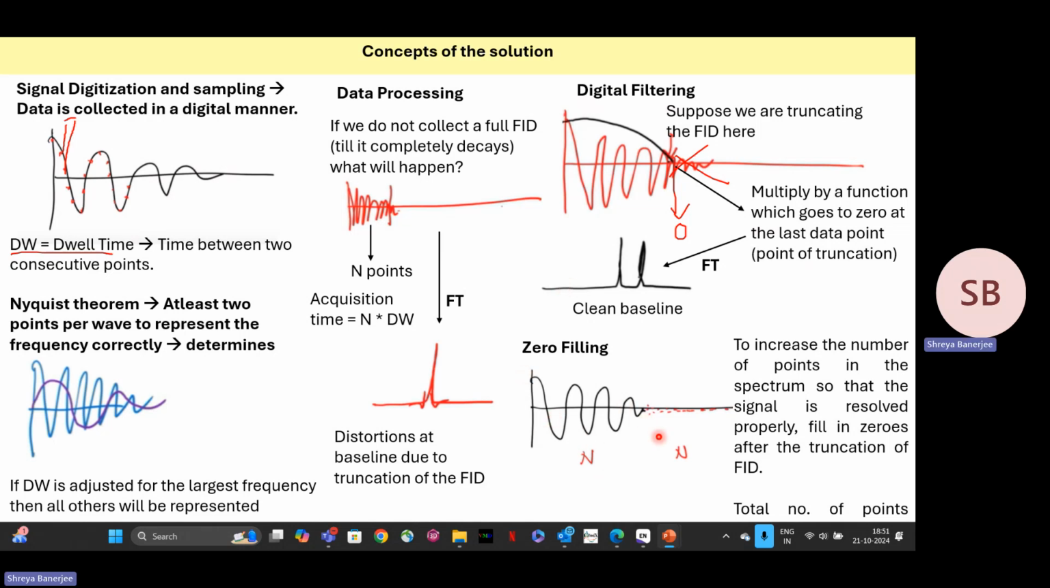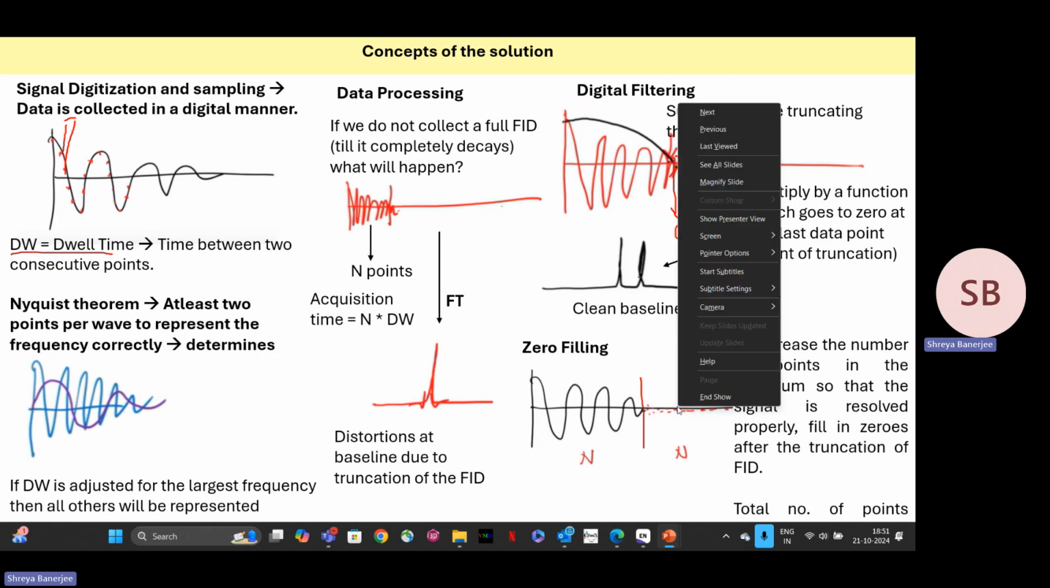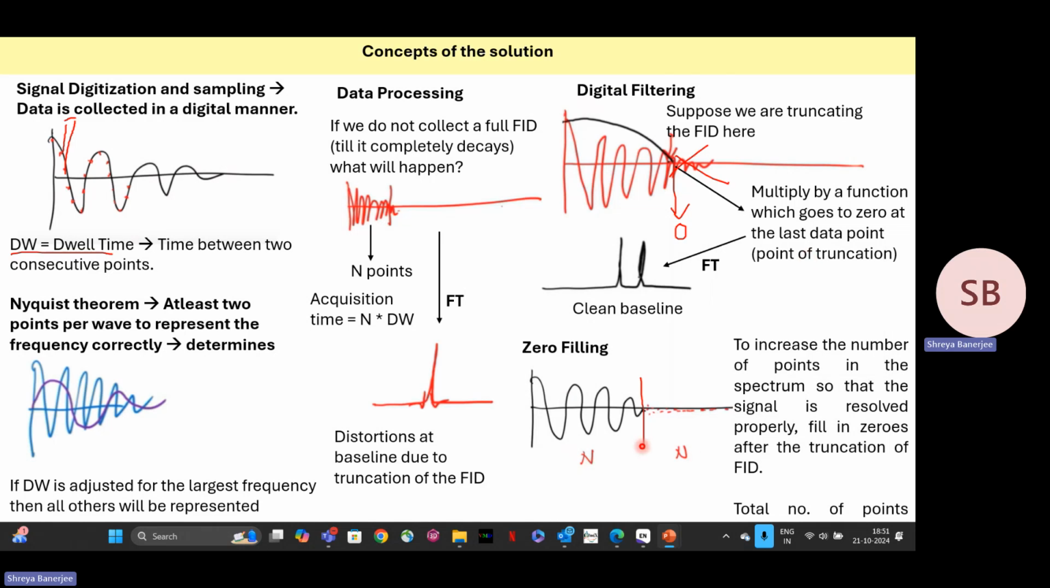Another way is that we have collected a truncated FID here. Suppose we have collected n points. The way is to collect an additional n points after this, and we set all those points to 0. That will increase the total number of points to 2n, and that will improve the resolution of the spectra. So these two methods, digital filtering and zero filling, both improve the resolution of the spectra.